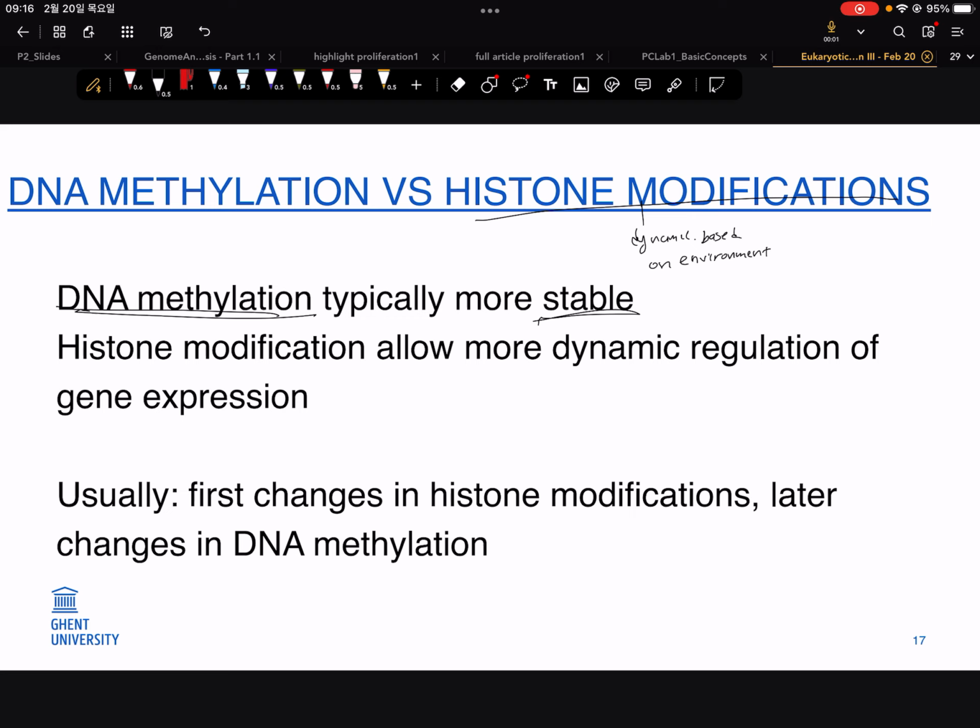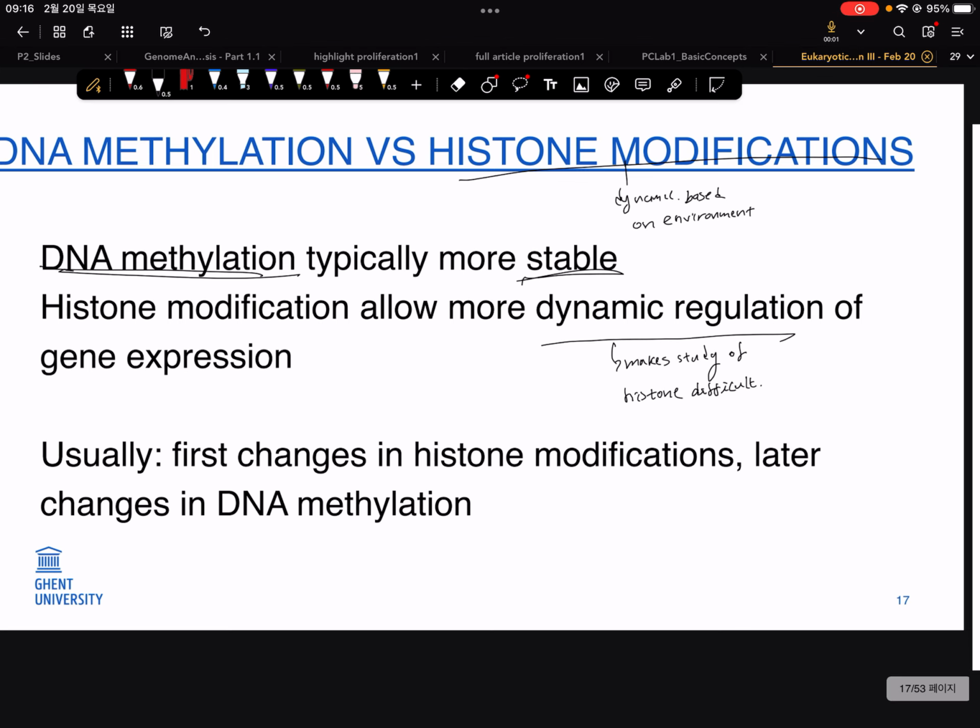And that dynamic regulation also makes it very difficult to study the histone marks, because things change very quickly. So you're almost always too late to monitor, because very likely after a few minutes it changes to make the gene active, and it changes back to the inactive state, and you sometimes just miss the moment that it was happening.